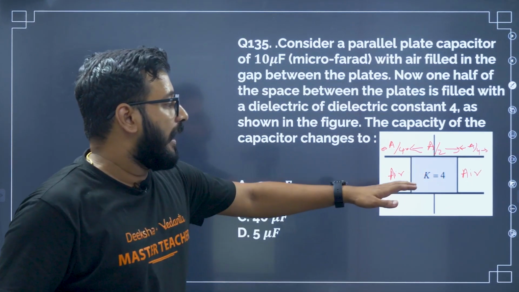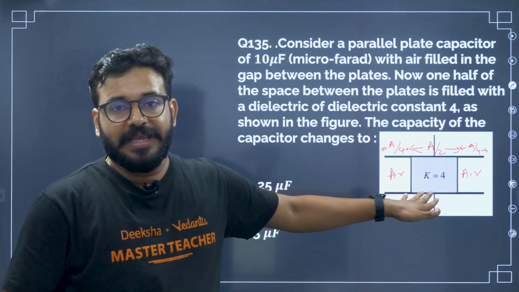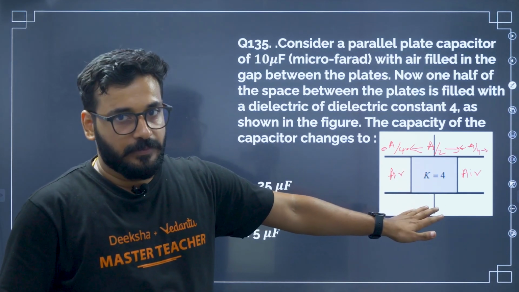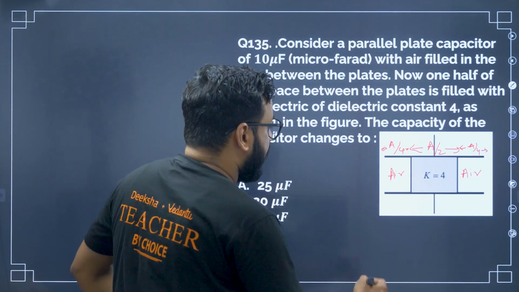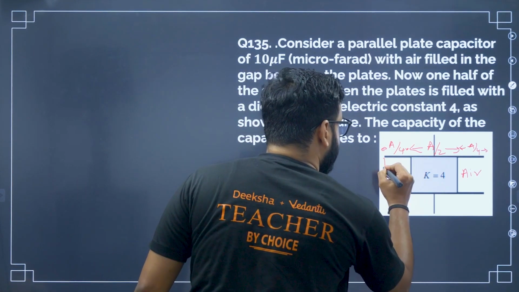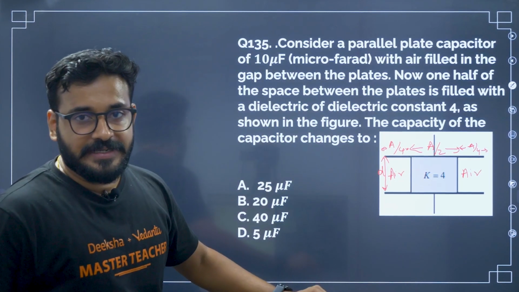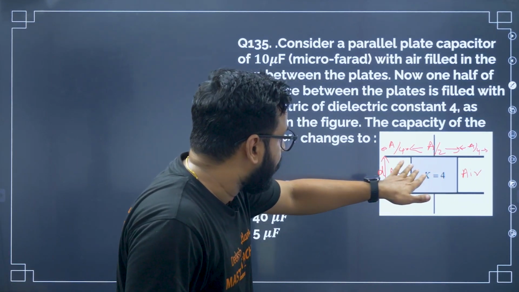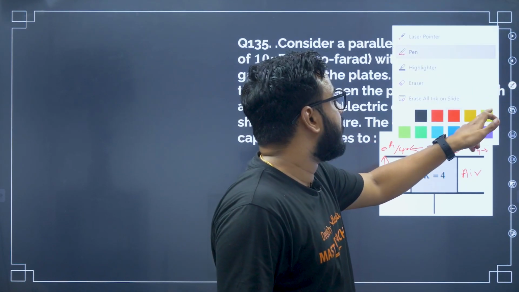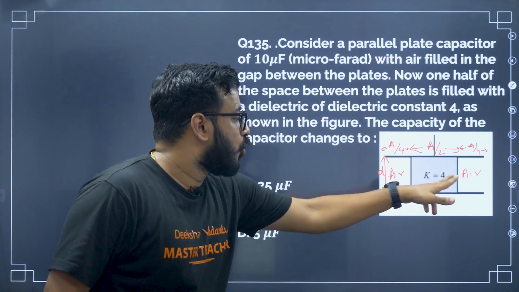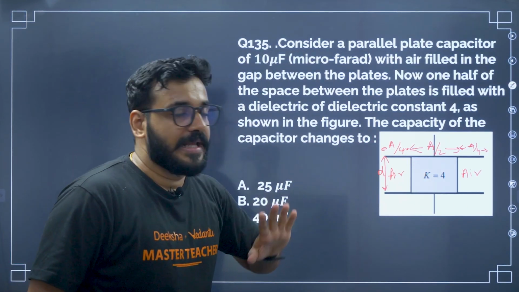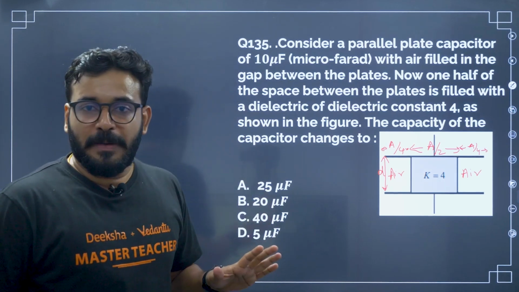Now whenever you have this kind of a combination of dielectrics, it's a parallel combination, where each of the dielectrics is covering the entire distance. It's like 3 capacitors which are in parallel: 2 air capacitors and 1 dielectric capacitor, they are in parallel.